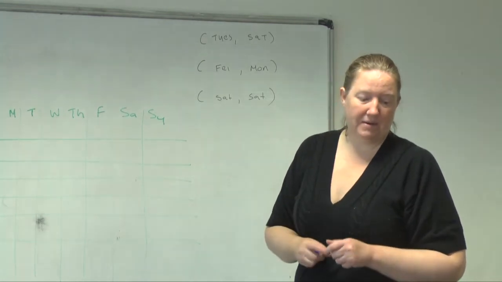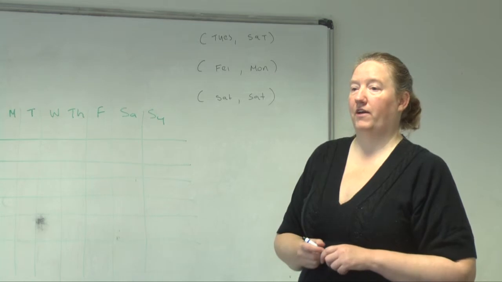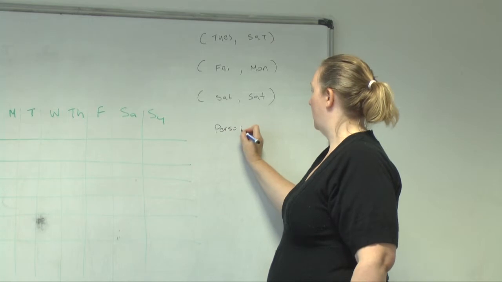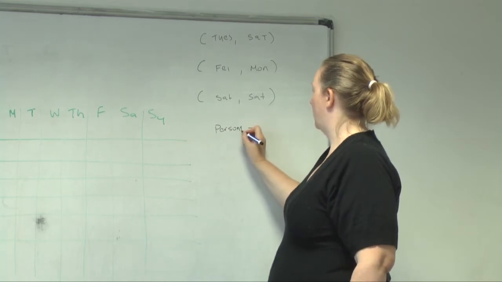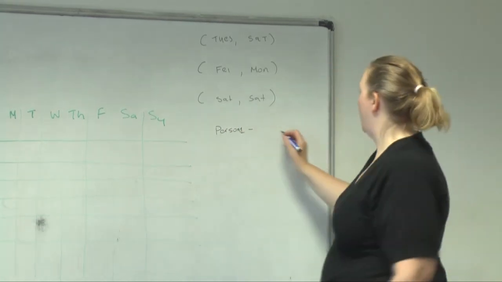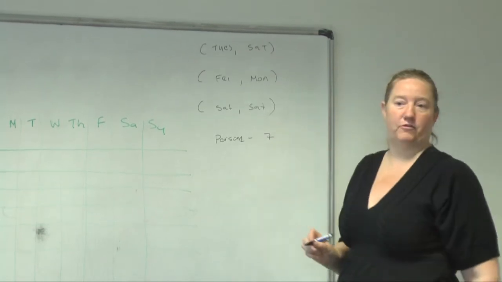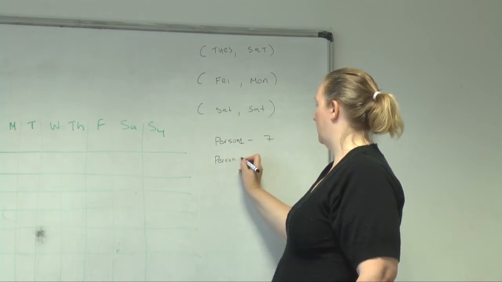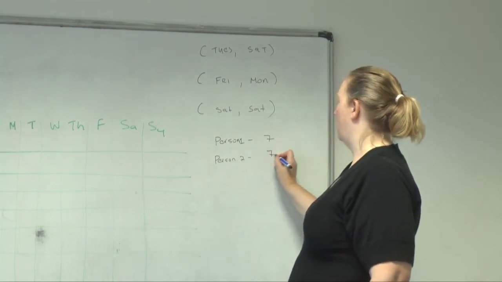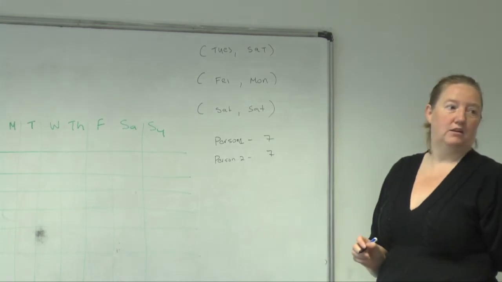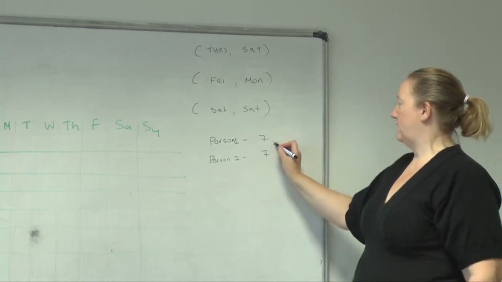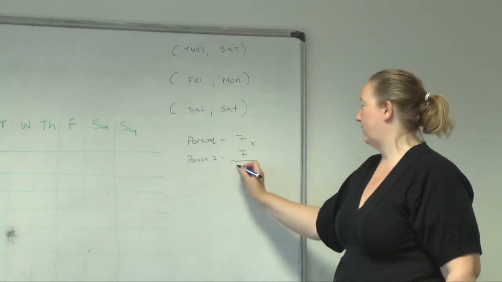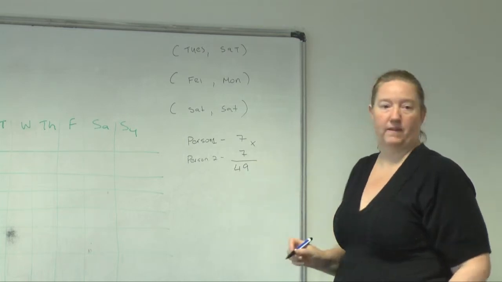Okay? How many different possible outcomes are there? Well, person 1 can be born on one of 7 days of the week. Person 2 can be born on one of 7 days of the week. So, to get how many possibilities there are, simply multiply the 2 together. 7 by 7 gives you 49. Okay?